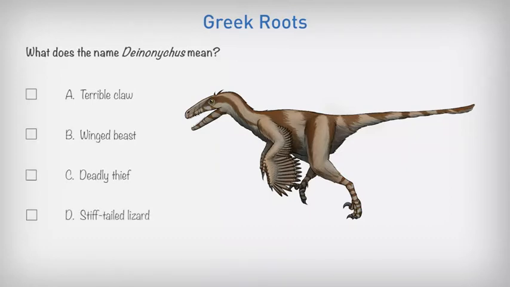The correct answer is A. Just as the name dinosaur means terrible lizard, translated from ancient Greek, the name Deinonychus means terrible claw.